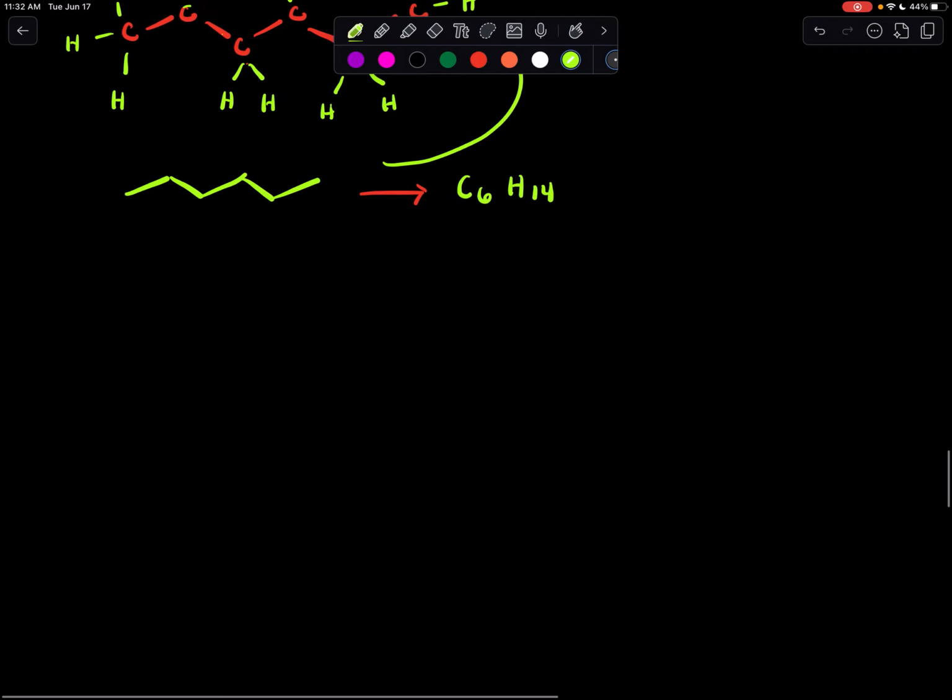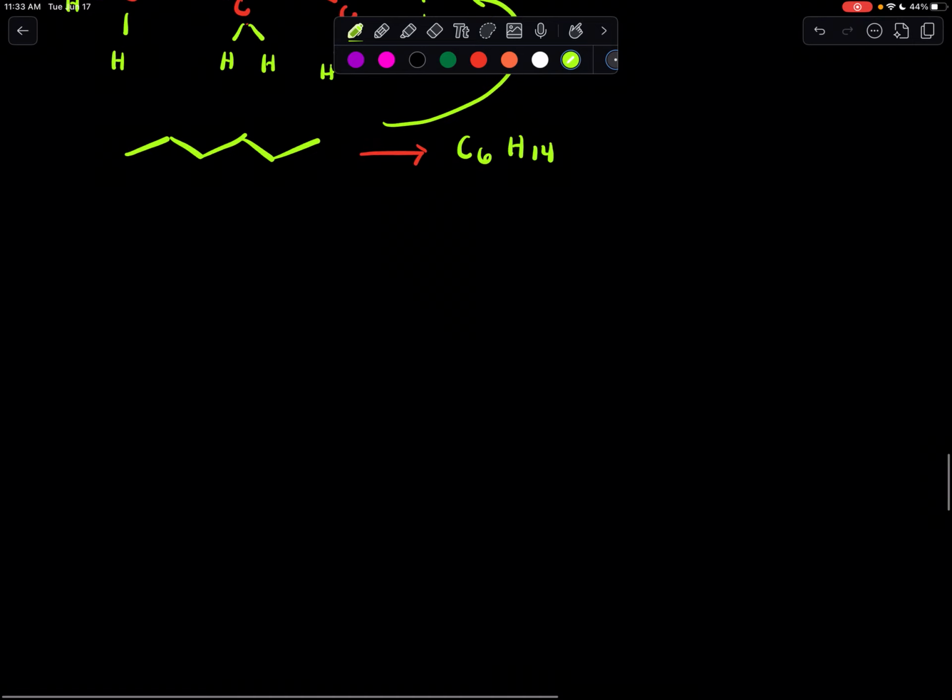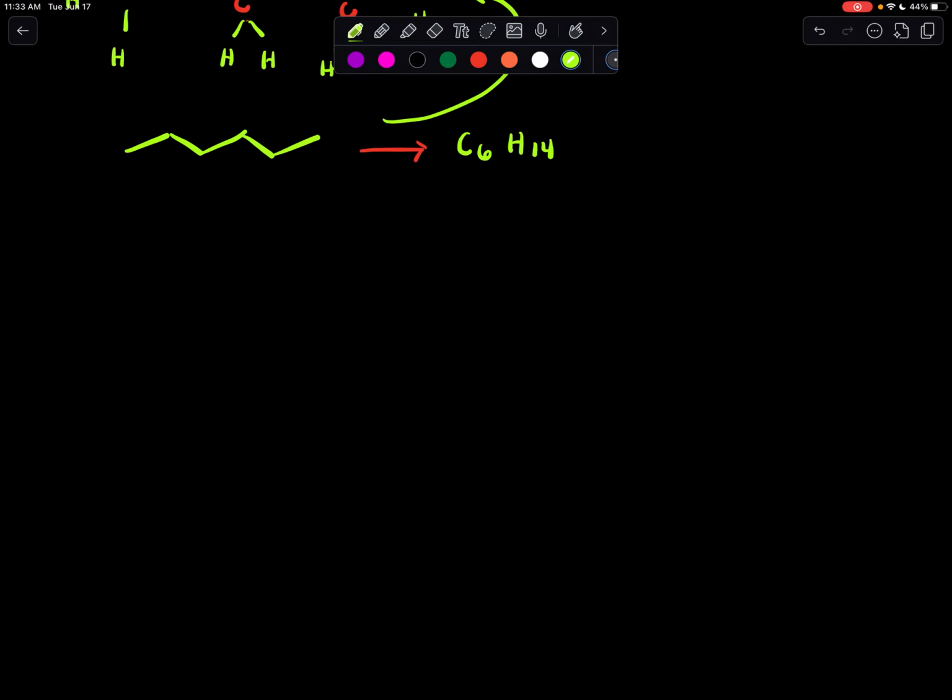So now we're going to add a little bit more to it. Now that you know how to read a line structure, let's add a little bit more. So what happens when you have a structure that looks like this? Okay, let me do our lone pairs. And then we want to draw our implied hydrogens. How would we go about doing that?